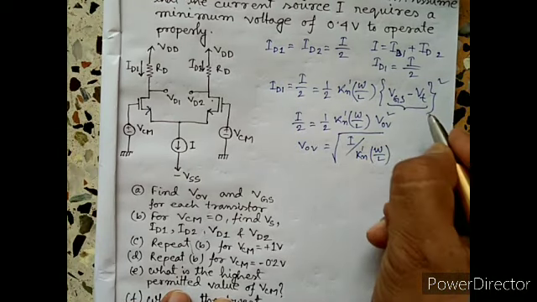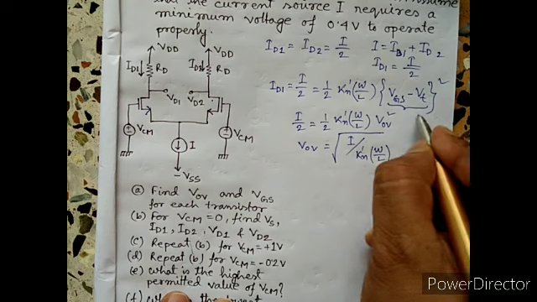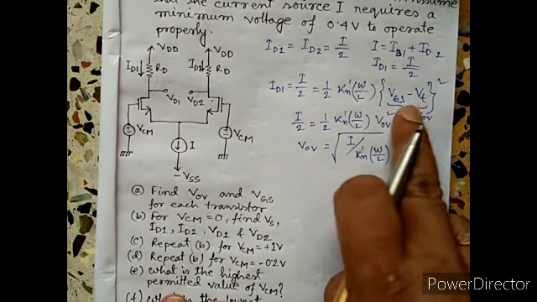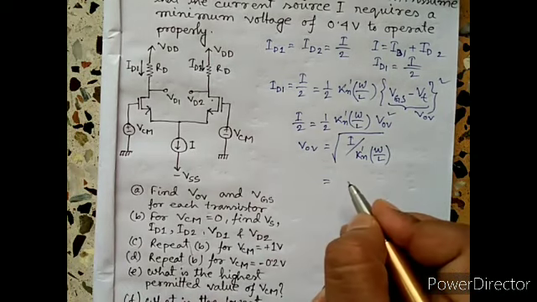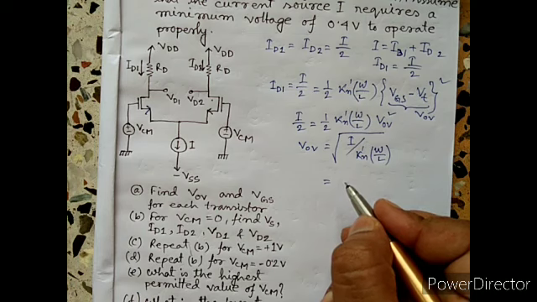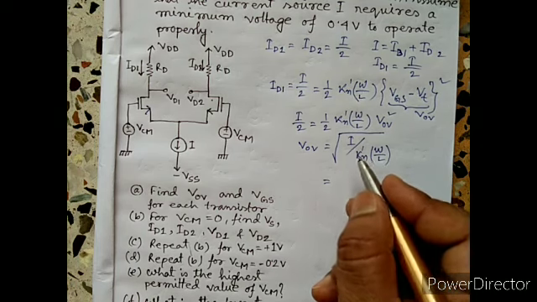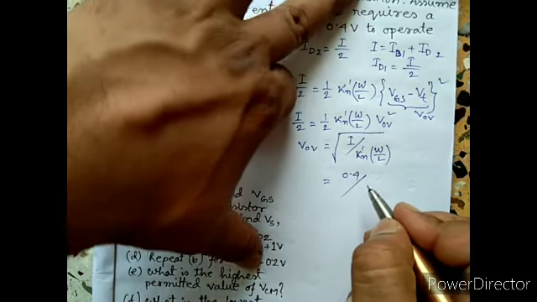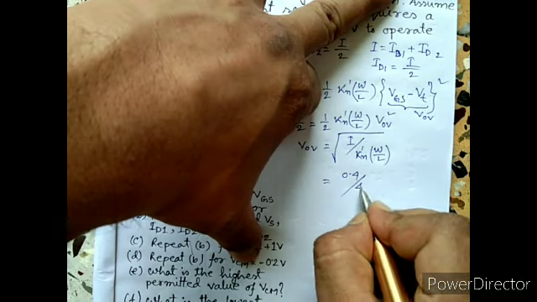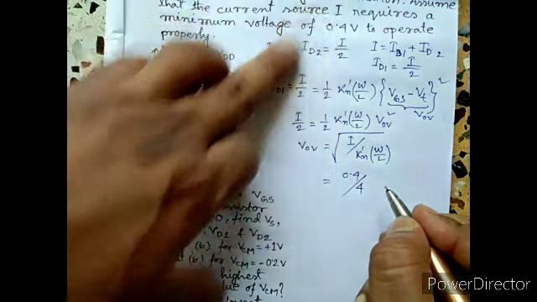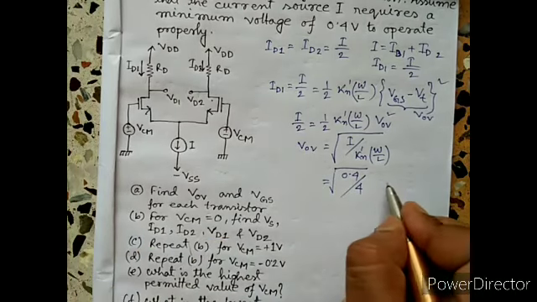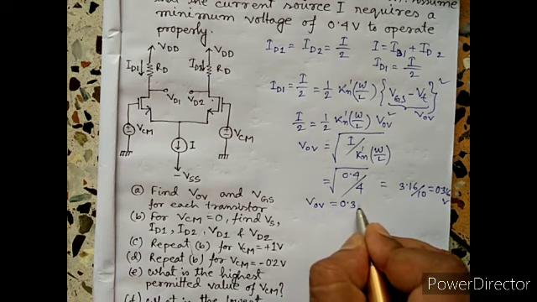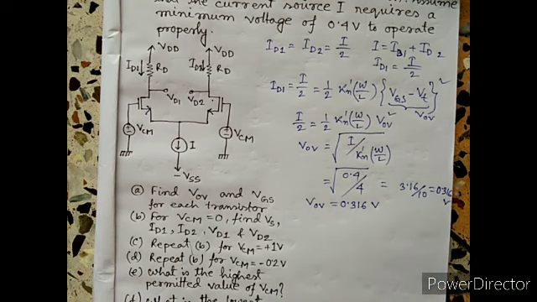Here VGS minus VT is represented as the overdrive voltage. So the overdrive voltage equals root under I, which is 0.4, divided by Kn dash into W by L, which is 4 milliampere per volt square. So the overdrive voltage equals 0.316 volt.